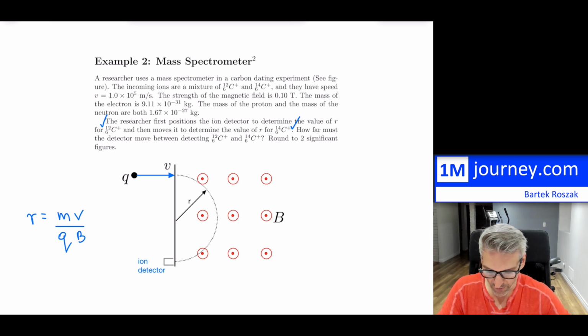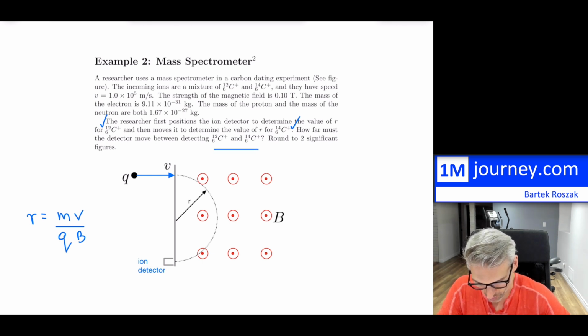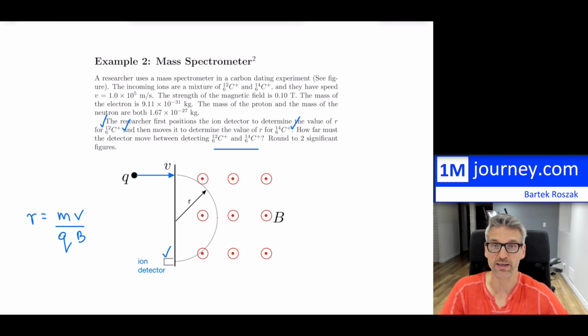Now it says, how far must the detector move between detecting these two? If it catches one of them first, the radius for one of them is going to be smaller and the other one is going to be bigger, depending on their mass, right?